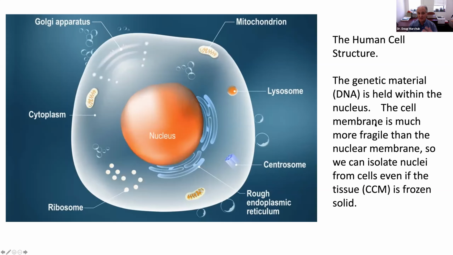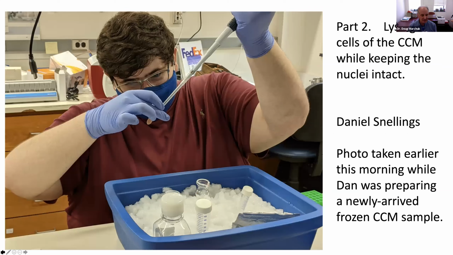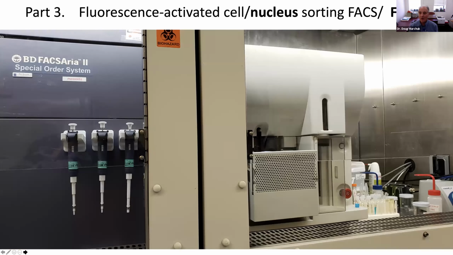and that's what we're going to try to do. So we're getting these frozen nuclei. We're going to get the nuclei out. Again, a photograph just this morning because we got a new frozen CCM, and Dan is prepping that frozen thing that was in the tube, that frozen CCM. He's lysing all the cells. The cells are popping open, but the nuclei, like a little kernel, are staying intact mostly. We could quibble about that. And then what do we do next?